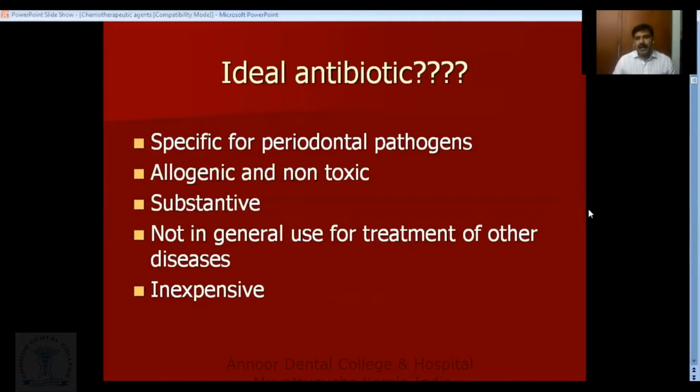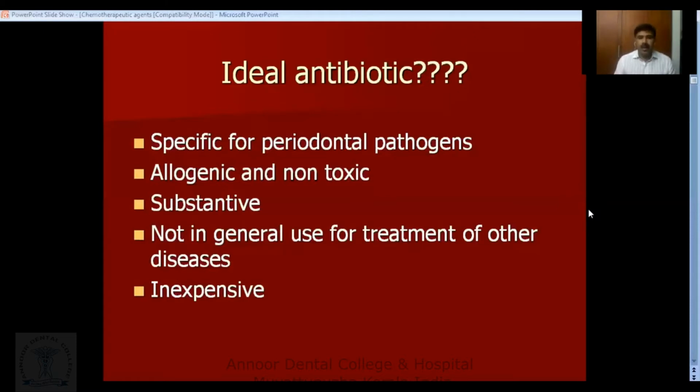Now, what is an ideal antibiotic? To date, let me say that there's no ideal antibiotic for periodontal infection. You cannot say that there is one single miracle drug by which you can eliminate all periodontal pathogens. No, but there are some features that an antibiotic should have, so that you can say it's an ideal antibiotic.